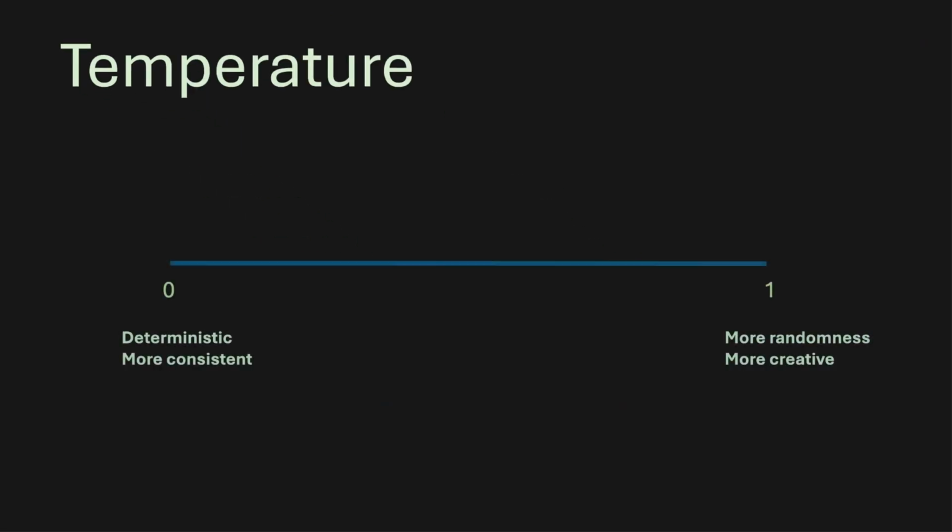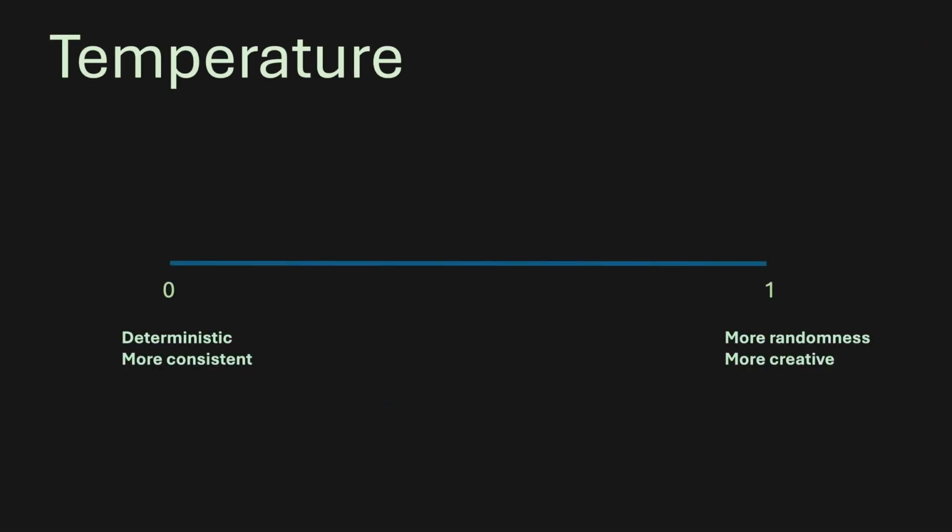When the temperature is set to 0, the model will always pick the most likely word, giving you very predictable and consistent answers. If you ask the same question multiple times, the answers won't change. As the temperature gets closer to 1, the model becomes more creative, occasionally picking less likely words. This can make the text feel more interesting and unique. The higher the temperature, the more likely the model chooses less likely words.